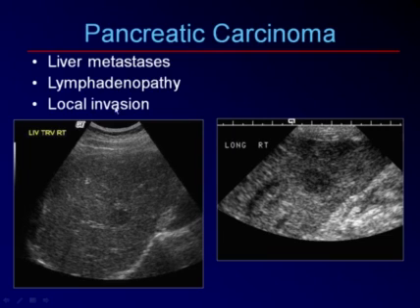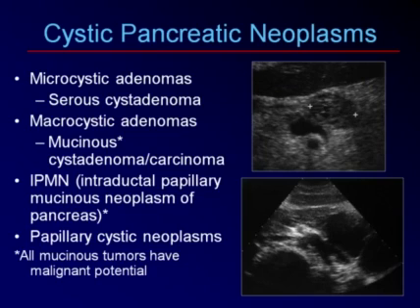You can see adjacent lymph nodes. You can see the tumor invading locally. Lots of things to pick up with ultrasound. There are cystic neoplasms that occur in the pancreas, such as microcystic adenomas, cystadenomas, well known, macrocystic adenomas, including mucinous cystadenocarcinoma, cystadenoma, can occur. There are tumors called IPMNs, intraductal papillary mucinous neoplasms of the pancreas. There are larger multiseptated cystic masses that grow quite large in the tail.